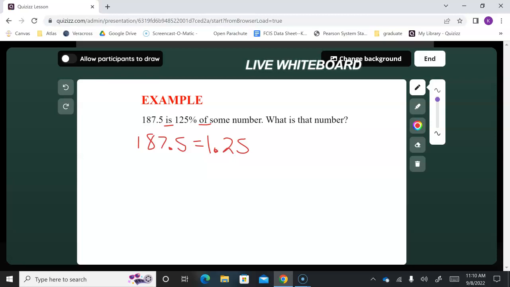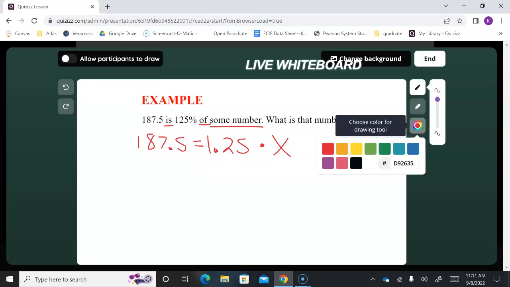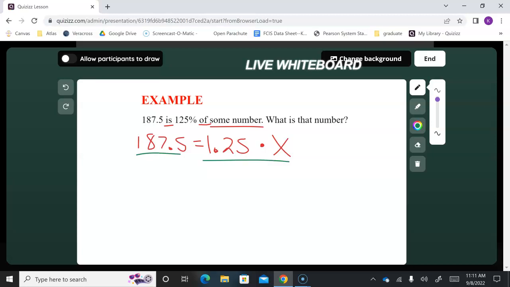Sometimes, in this case, what's the other option? Multiplication. Okay? Percent of something is always going to be multiplication. Percent of something. Okay? Of, multiply, and then some number. What do I use for some number? X. Okay? Or N or P or Q. I don't care. Some variable. Okay? So finding that number. Now how do I find that number? Divide both sides by 1.25. Boom. Done. Okay?